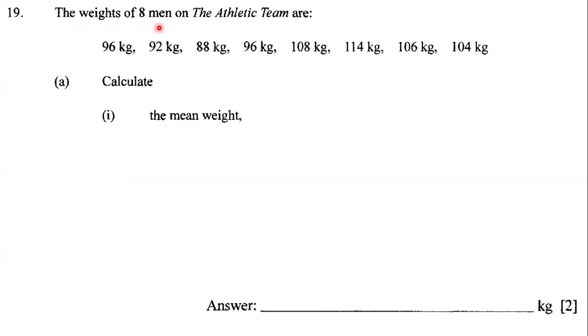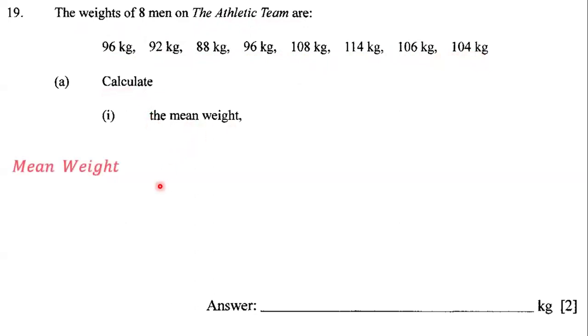The weights of 8 men on the athletic team are 96 kilograms, 92 kilograms, 88 kilograms, 96 kilograms, 108 kilograms, 114 kilograms, 106 kilograms, and 104 kilograms. Here, the question states, calculate the mean weight.